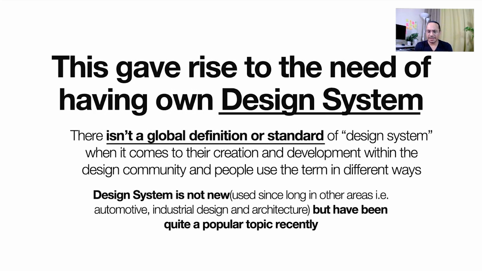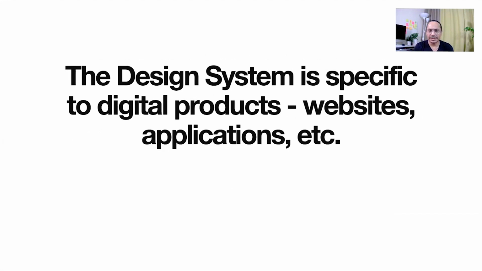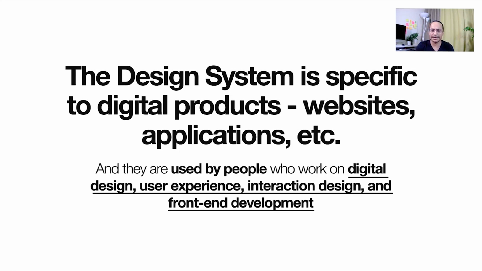Design systems are not new. They have been used for a long time in other areas, for example automotive, industrial design, and architecture, but have become quite a popular topic. Now each and every designer, whenever you talk to them, has started talking about design systems. A design system is specific to digital products, websites, and applications. They are used by people who work on digital design, user experience, interaction design, and front-end development. So who generally uses a design system? Digital designers, anyone creating any digital artwork, also the user experience designer and also the developer.